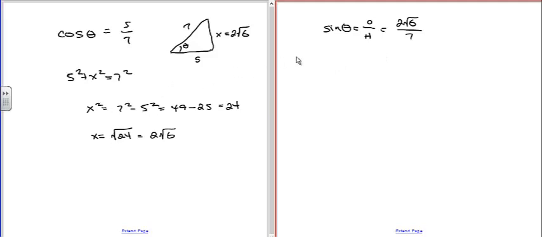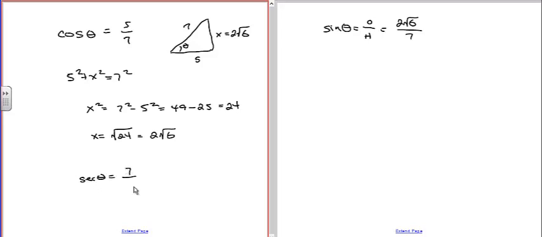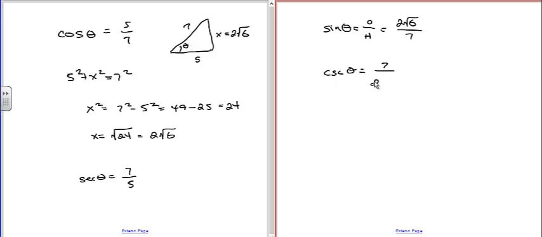Before we move on, let's go ahead and do the secant of theta. That's going to be 7/5 because the cosine is 5/7. Okay, now we can go ahead and do the cosecant of theta. That's going to be 7 divided by 2 times the square root of 6. And if we multiply by the square root of 6 and divide by the square root of 6, you'll get that. And so you can get 7 times the square root of 6 over 12. Make sure I did that right.